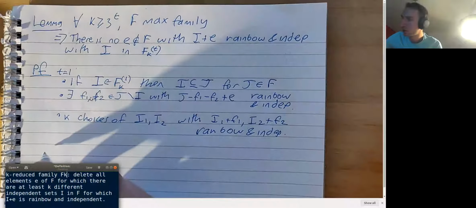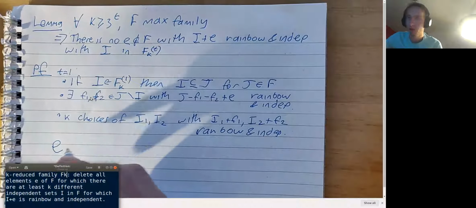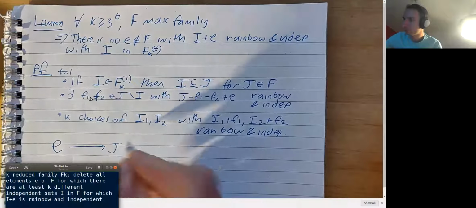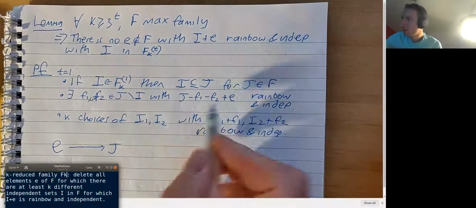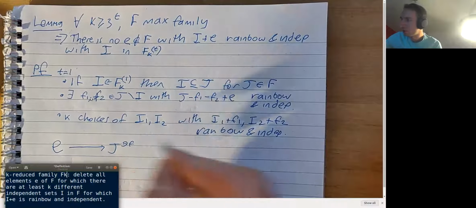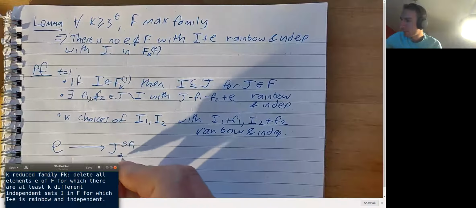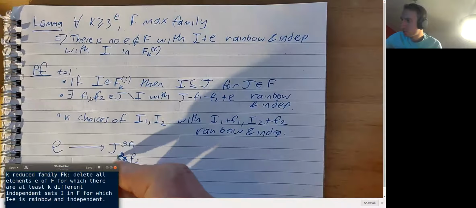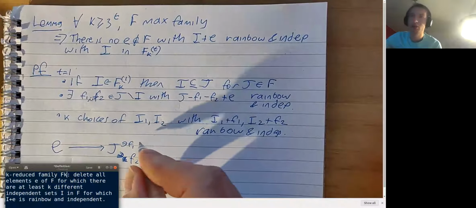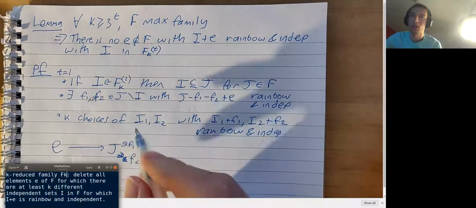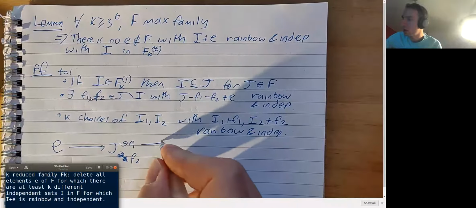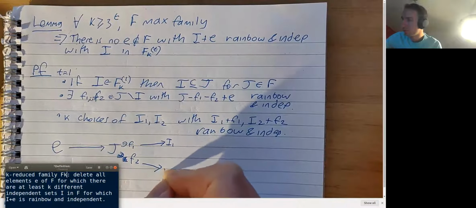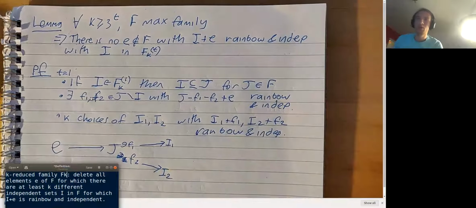So the picture here is you have your element E, and we can move this to J. But in J, we have elements F1 and F2, which we want to delete from J. But rather than just deleting them to be able to add E, we're going to move them out of J. We move F1 to I1, and we move F2 to I2. Right, and we can do this.